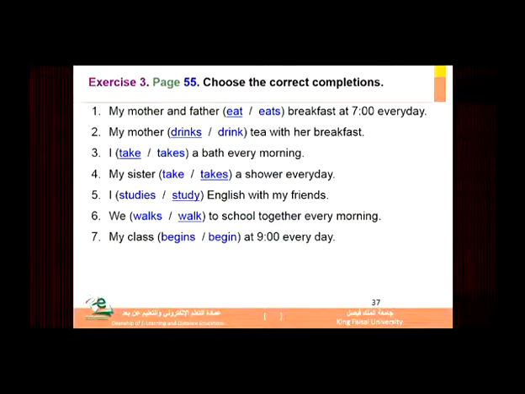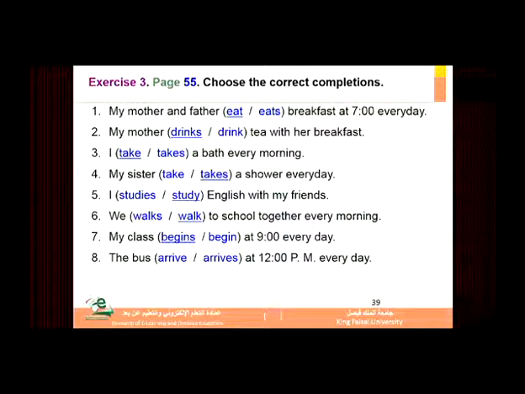Question number 7. My class begins or begin at 9 every day? My class is a third person singular noun, so the verb has to take an S. My class begins at 9 o'clock every day.